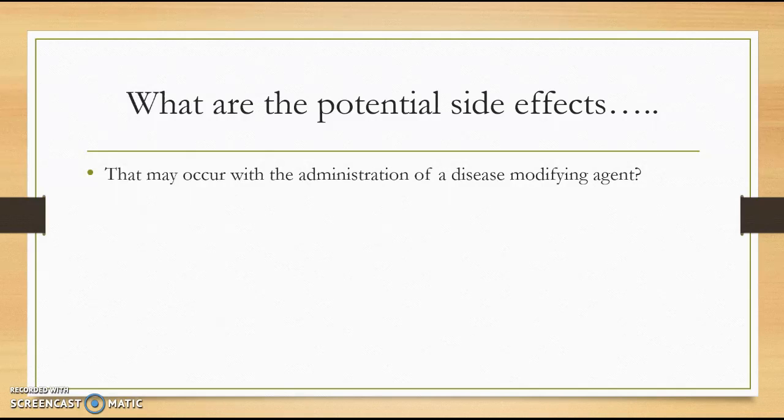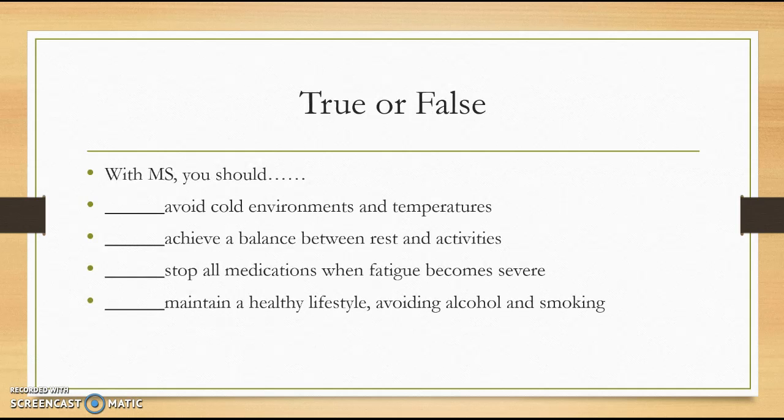Potential side effects of a disease-modifying agent: injection site reactions. Because both of these things I talked about, the beta interferons and Copaxone, are injectables, you have to worry about injection site reactions. You may also have problems with your immunity, with your immune system and how it responds to things. And you can always have the always popular nausea and vomiting problems as well.